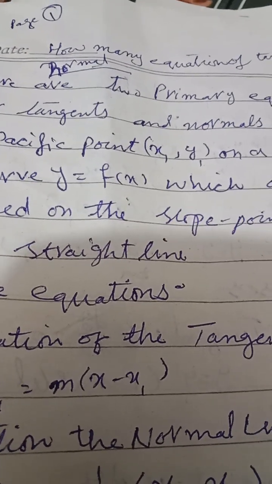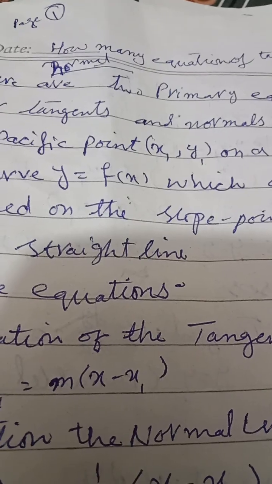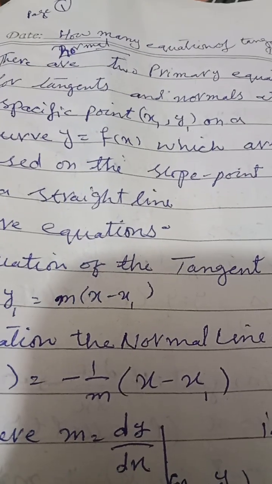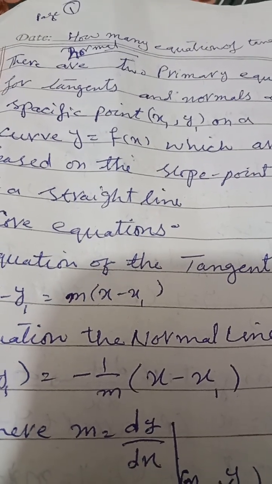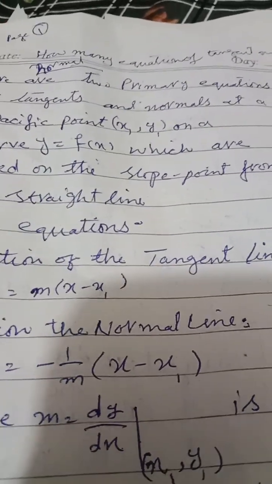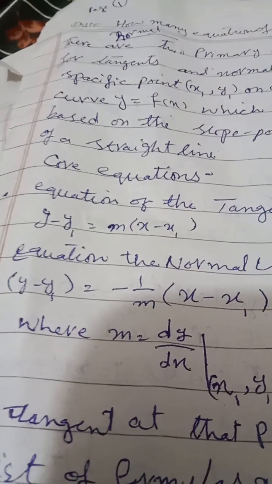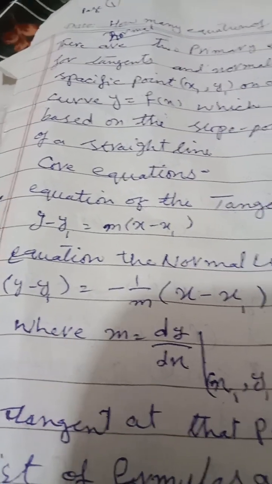How many equations of a tangent and normal? There are two primary equations for tangent and normal at a specific point x1, y1 on a curve y equals f of x, which are based on the slope-point form of a straight line.